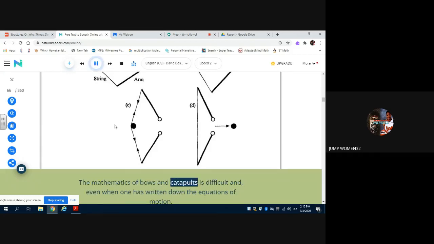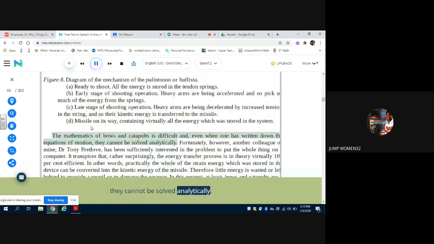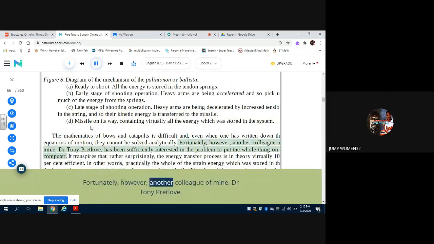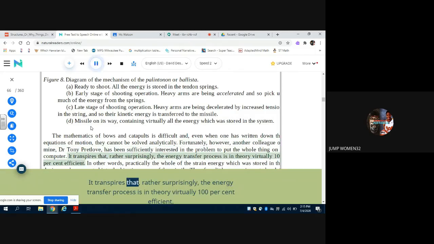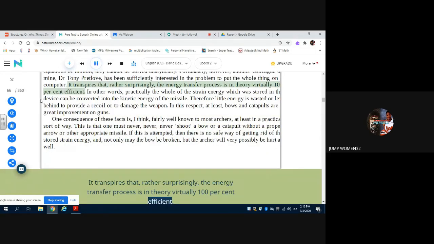The mathematics of bows and catapults is difficult and, even when one has written down the equations of motion, they cannot be solved analytically. Fortunately, however, another colleague of mine, Dr. Tony Pretlove, has been sufficiently interested in the problem to put the whole thing on a computer. It transpires that, rather surprisingly, the energy transfer process is in theory virtually 100% efficient. In other words, practically the whole of the strain energy which was stored in the device can be converted into the kinetic energy of the missile. Therefore, little energy is wasted or left behind to provide a recoil or to damage the weapon. In this respect, at least, bows and catapults are a great improvement on guns.